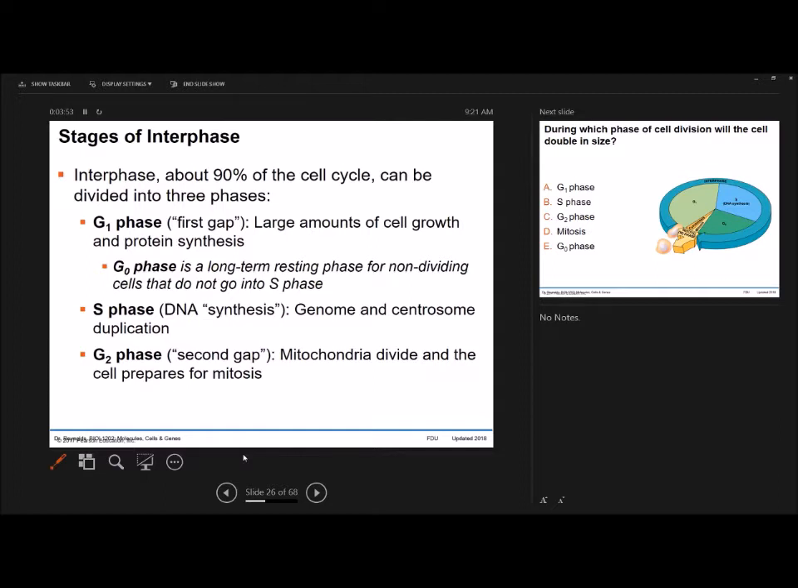But the cells that are going to divide again need to prepare for that division. So they will move from G1 into S phase. S stands for synthesis. This is where your chromosomes are duplicated. Chromosomes are duplicated in interphase, specifically S phase of interphase. Mitosis has nothing to do with DNA replication.